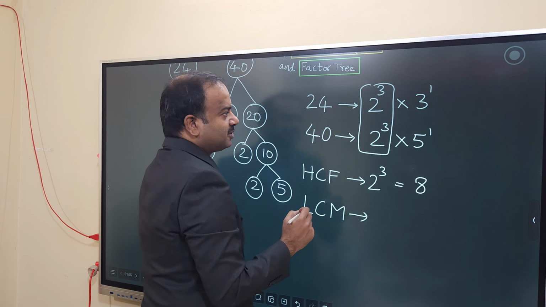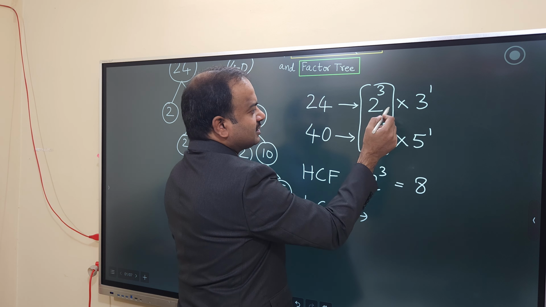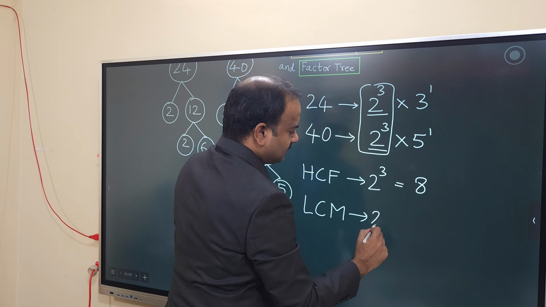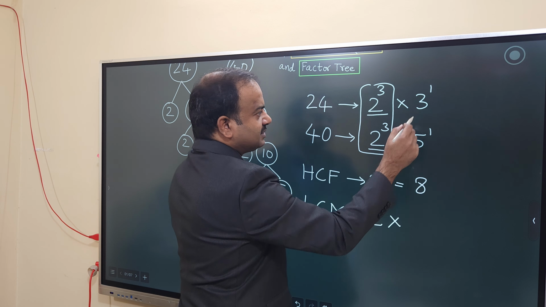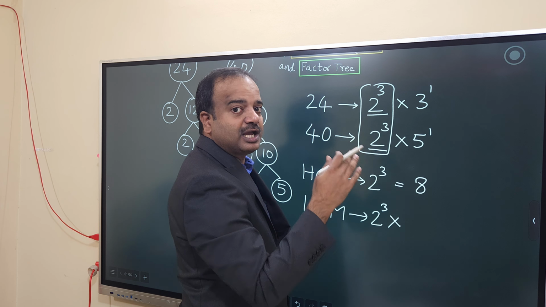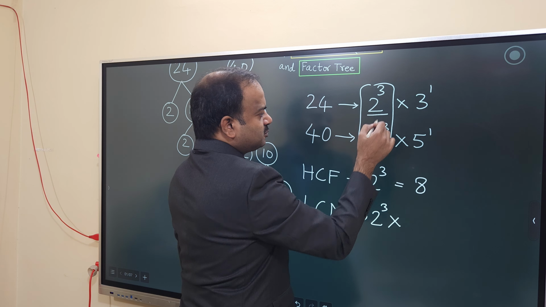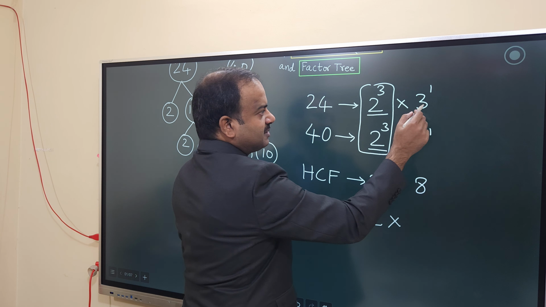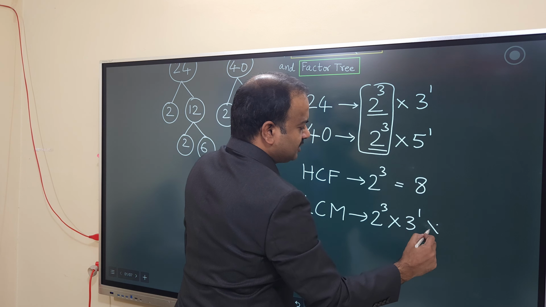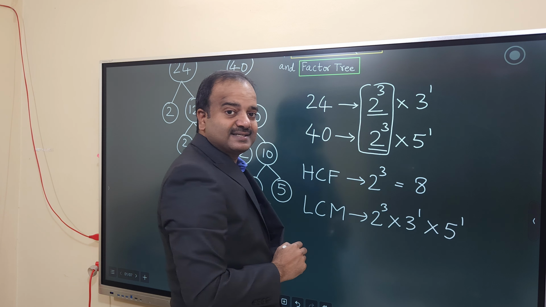Now for LCM, you have to consider the highest power factors. Here we have the same power anyway, so 2 cube into 3 power 1. You have to consider all factors, not just the common ones. For LCM, you have to consider all factors with the highest power. So in this case, 2 cube, we consider only once. Now 3 power 1, here we have 3 power 1. Into 5 power 1, here we have 5 power 1. So this is the LCM.